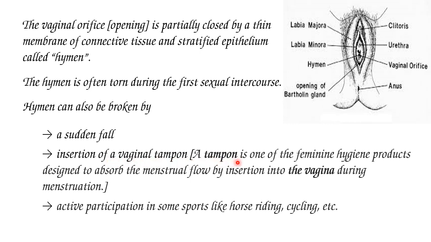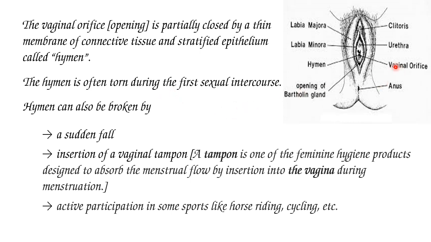A tampon is one of the feminine hygiene products designed to absorb the menstrual flow by insertion into the vagina during menstruation. The active participation in some sports like horse riding, cycling. So due to these reasons, the hymen can also be broken down. So now let's observe the diagram.